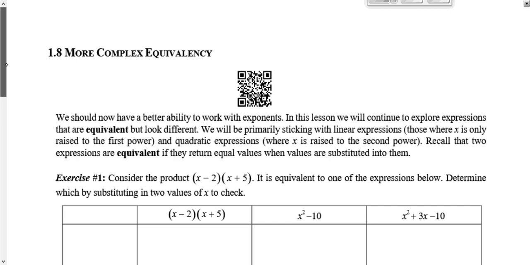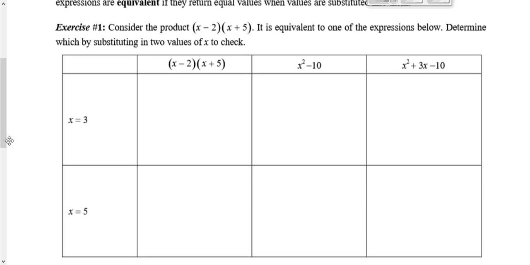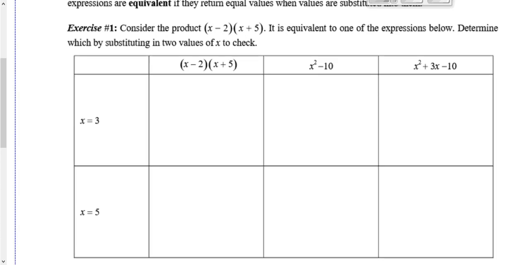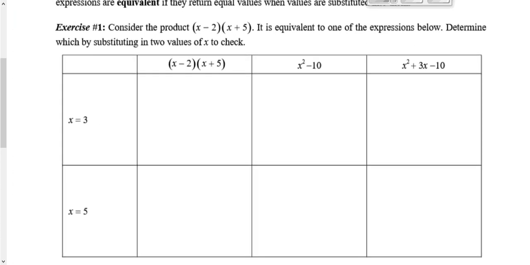Okay. So, yeah, 1.8, complex equivalency. But again, if I was to multiply these two binomials out, which of these would be the result, would you think? The first one, the x squared minus 10, or the x squared plus 3x minus 10? The last one, you think? Why?